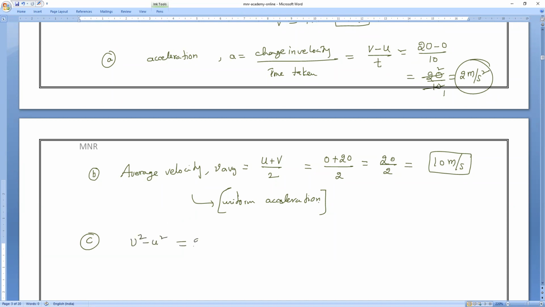So V square minus U square is equal to 2AS. So S is equal to what? Everybody respond. V square minus U square divided by 2A. Yes or no, guys?